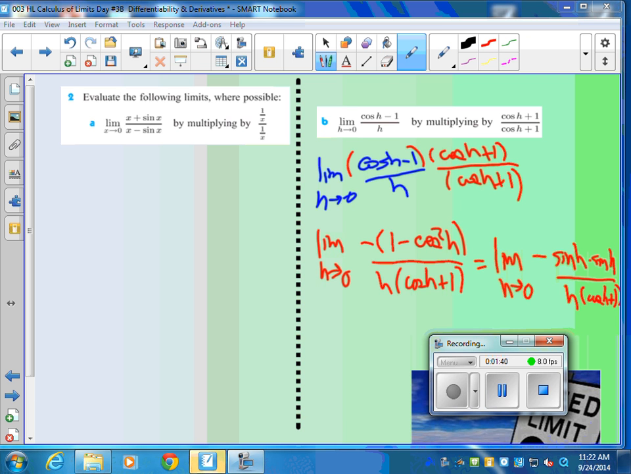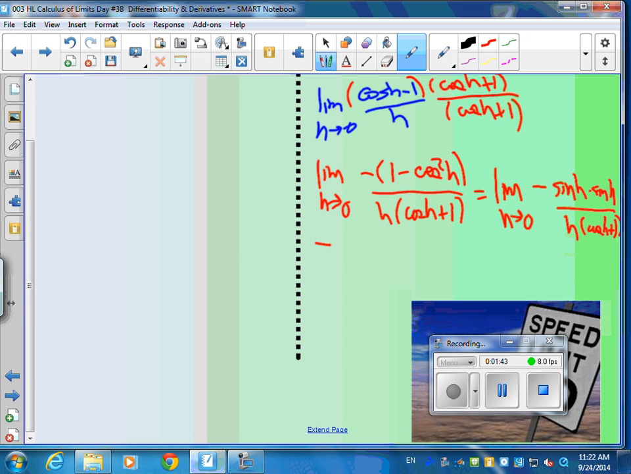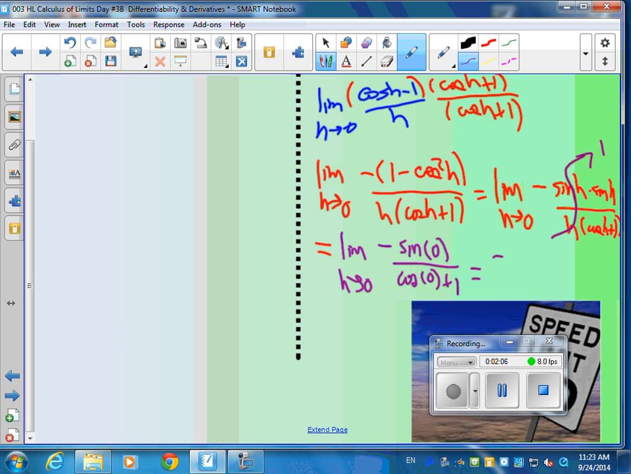So now, once you know that, we should be able to do something about sine h over h as h goes to 0. What's that equal to? 1. So now we have the limit as h approaches 0 of negative sine of 0 over cosine of 0 plus 1. And that's just going to be negative 0, which is just 0, over 1 plus 1. And what's 0 over 2? 0. So that is the limit.